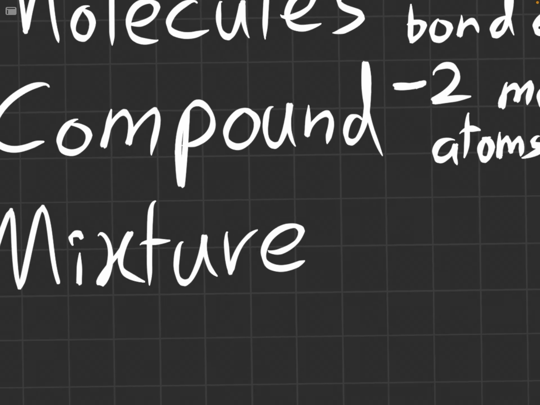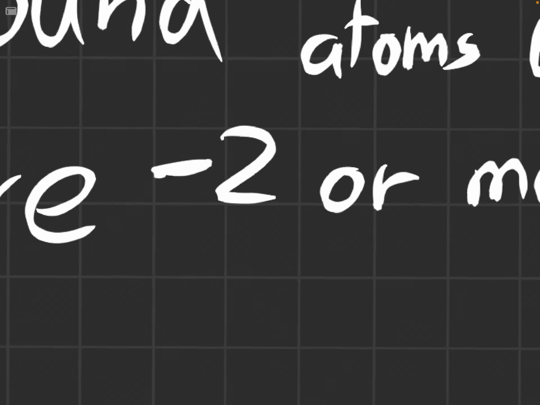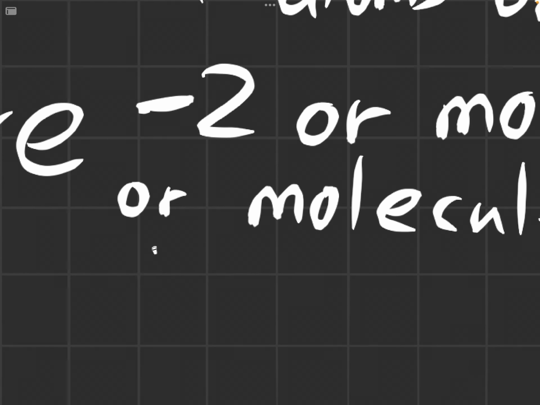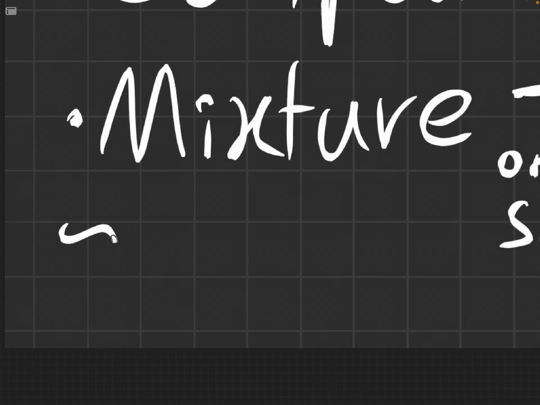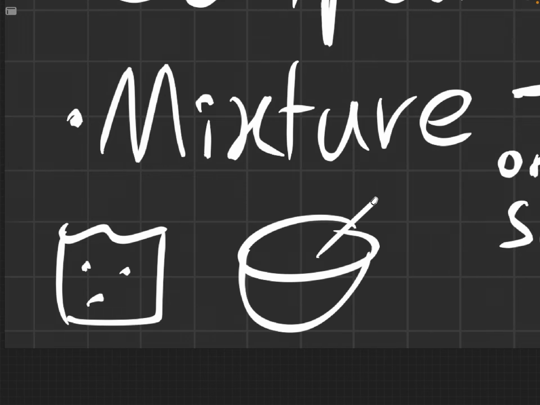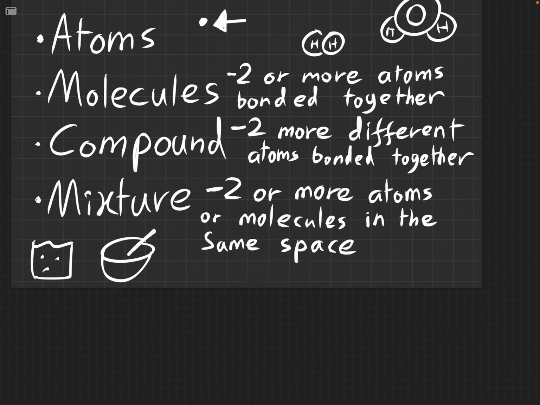A mixture, however, is two or more atoms or molecules in the same space. So a mixture is anything that isn't made of one type of molecule. So this could be something as simple as water with salt, or something as complicated as cake mixture. Cake mixture is still chemically a mixture. There's a bunch of different molecules all in the same space.